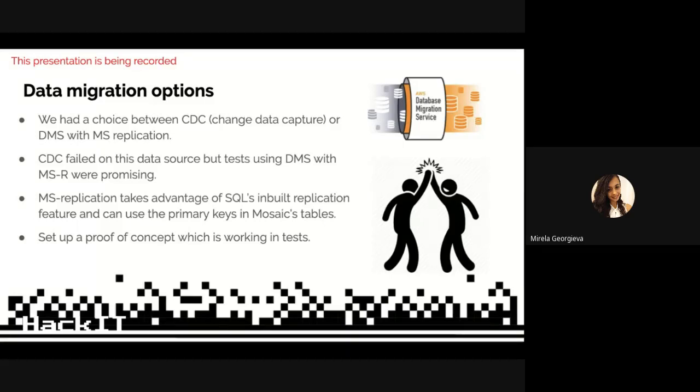MS Replication is available on all SQL editions and works only on tables that have primary keys. Luckily, Mosaic is one of those databases with tables with primary keys, so we decided to give it a go, as it seemed like it was going to work for us. And it did. In the end, we actually achieved a POC. We successfully migrated data from Mosaic into our cloud database in a continuous manner. So we are capturing updates, inserts, and deletes.